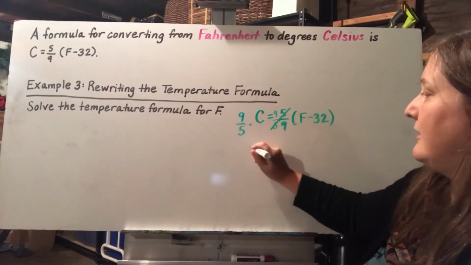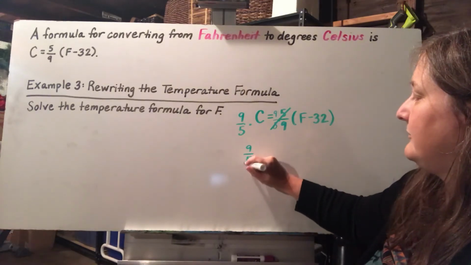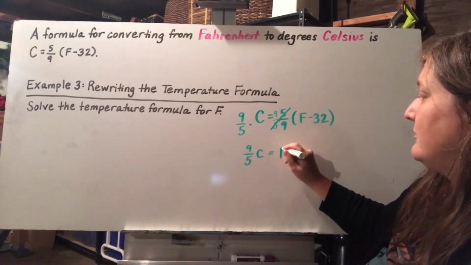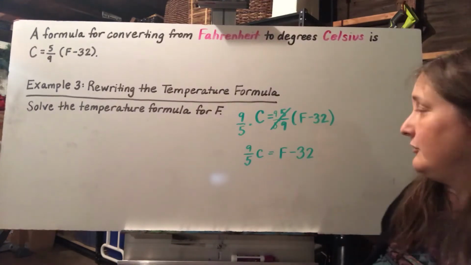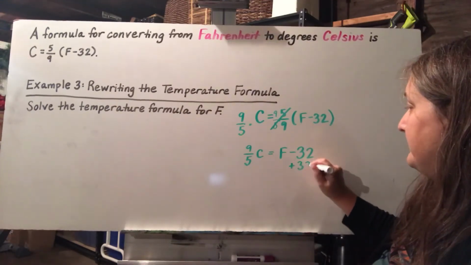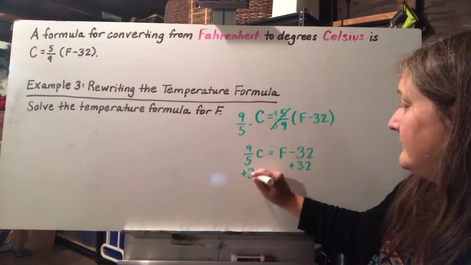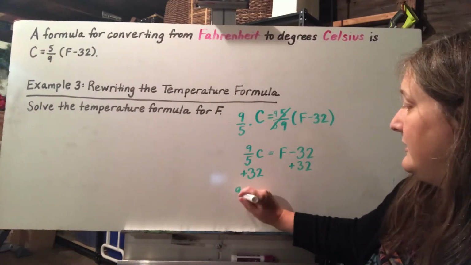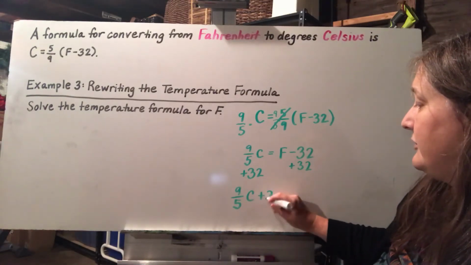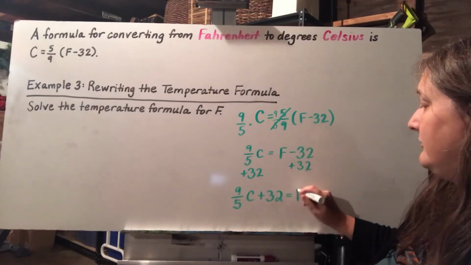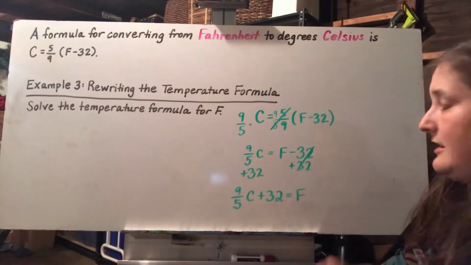And here it will cancel out. So now I have 9/5 times the degrees Celsius equals F minus 32. So the last thing I'm going to do is add 32 to each side. So I have now 9/5 times the degrees Celsius plus 32 will give me my degrees in Fahrenheit.